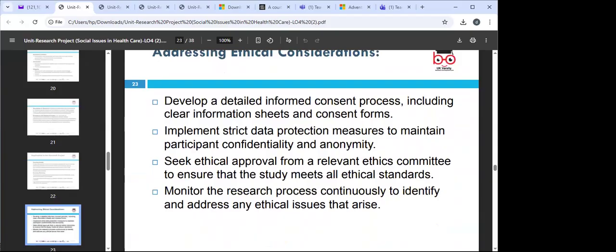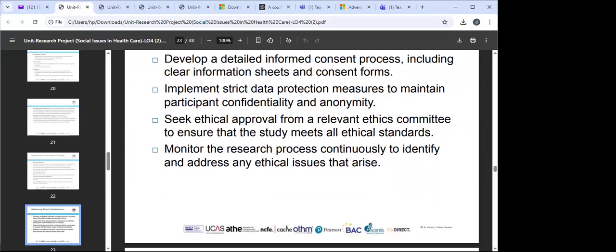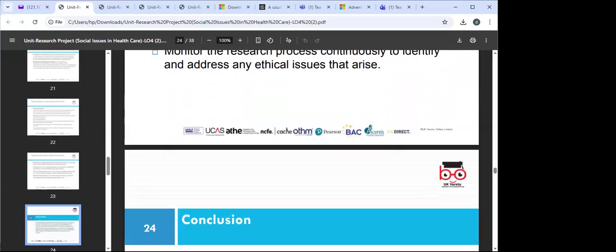Okay, in addressing ethical considerations, you need to develop detailed informed consent processes, including clear information sheets and consent forms. You need to have a form that they can sign. Implement strict data protection measures to maintain participant confidentiality and anonymity. Two, seek ethical approval from a relevant ethics committee to ensure that the study meets all ethical standards. Monitor the research process continuously to identify and address any ethical issues that arise.